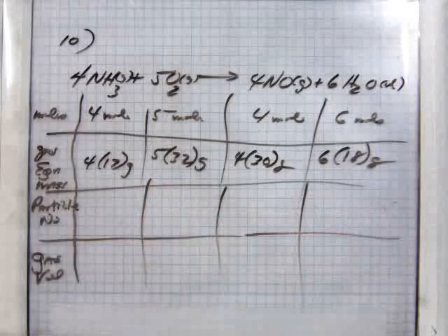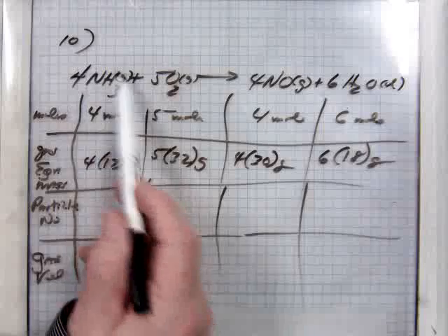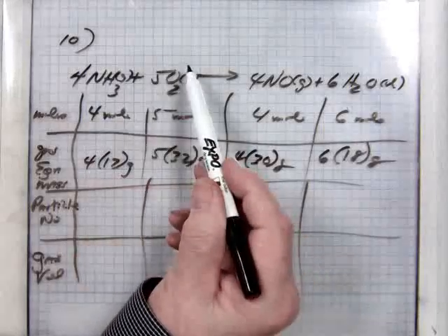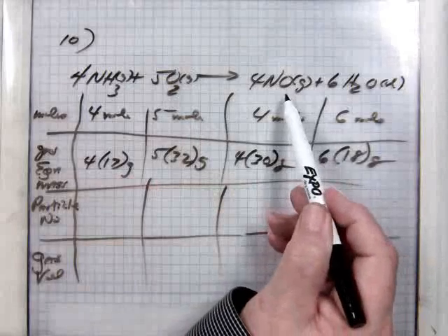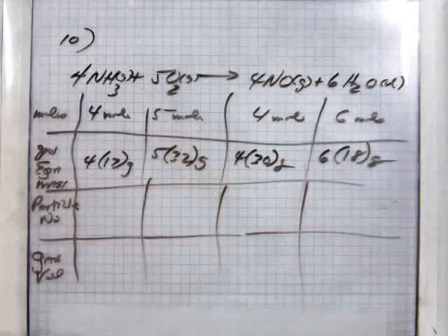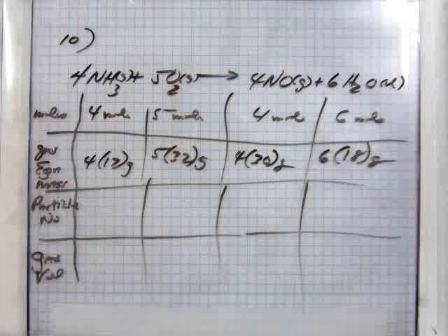Particle numbers refer to, well, you can do it two ways. One, you can just look at it: 4 molecules of ammonia react with 5 molecules of oxygen to produce 4 molecules of nitrous oxide and 6 water. That's one way. A second way is relationship to Avogadro's number.